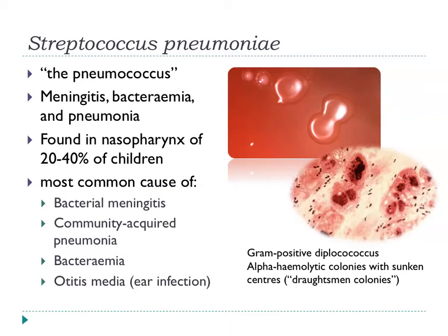And actually, it has a very particular appearance when we grow it in the lab. If we grow it on blood agar, it lyses the blood, so we put some blood in the agar, it lyses it, but doesn't completely get rid of it. It just turns it this kind of greenish colour. And the cells in the middle of the colony start to lyse, undergo what we call autolysis. And so you get this sunken centre. And in the UK, we call those draftsman's colonies, because they look a bit like the ones that you play drafts with.